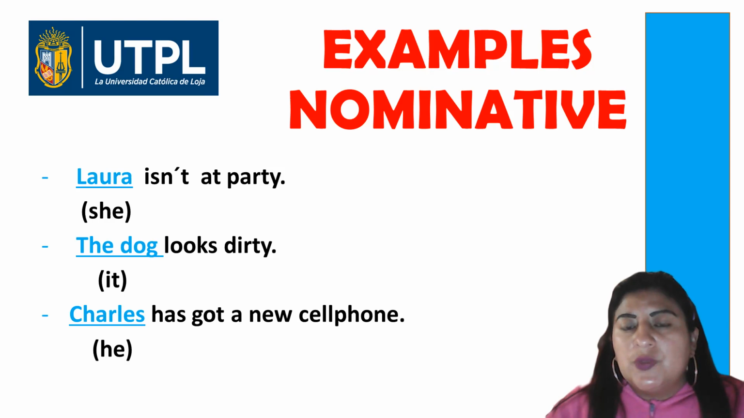Charles has got a new cell phone. In this case, we have Charles as the subject, and its pronoun is he. Don't forget that 3 examples are in singular. For that reason, also, the verb is in singular. That we studied last week about agreement. If we have a subject in singular, we need the verb also in singular.